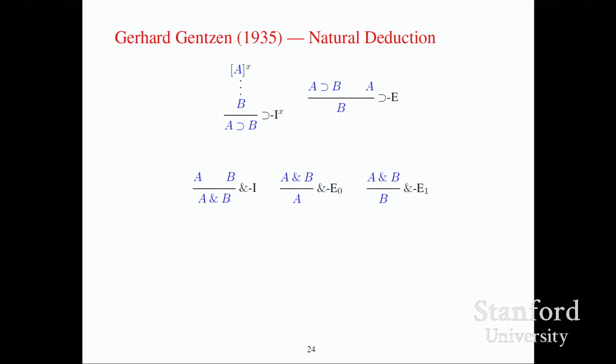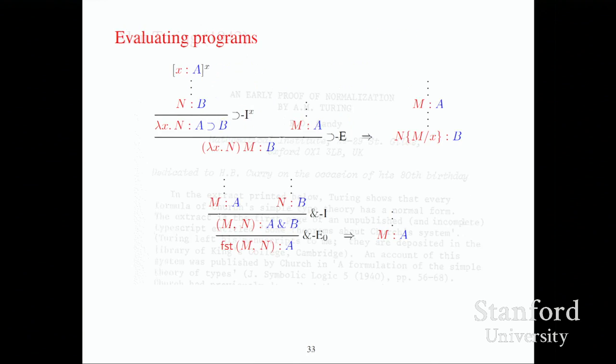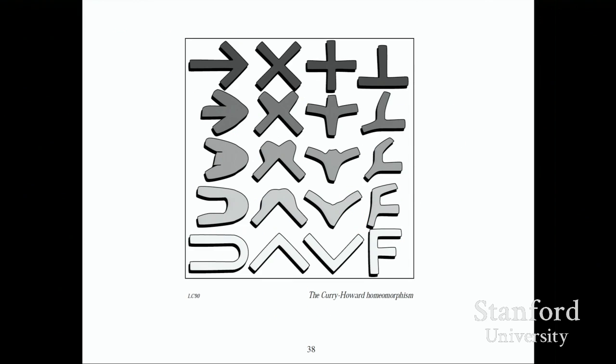Now, that wasn't actually recognized until quite a bit later. That's what's called the Curry-Howard isomorphism, which says that functions are the same as implication. Product spaces are the same as conjunction. Also, it turns out that disjoint union, or variants, are the same as disjunction, and the empty type is the same as false.